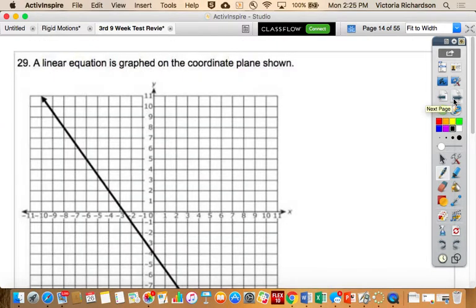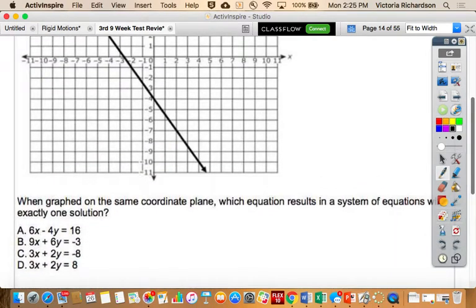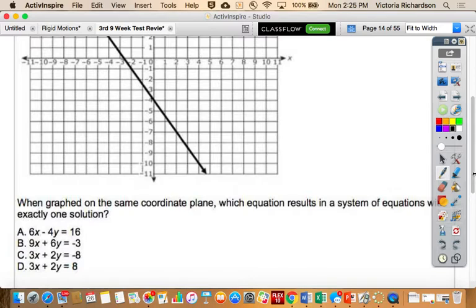A linear equation is graphed on the coordinate plane shown. When graphed on the same coordinate plane, which equation results in a system of equations with exactly one solution? And so the answer to that would be A.